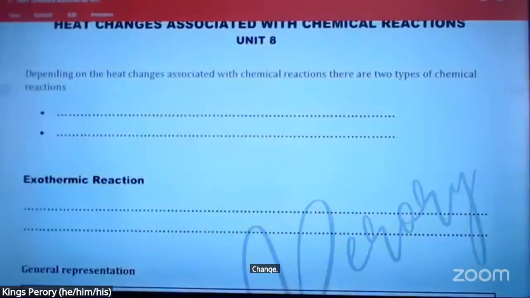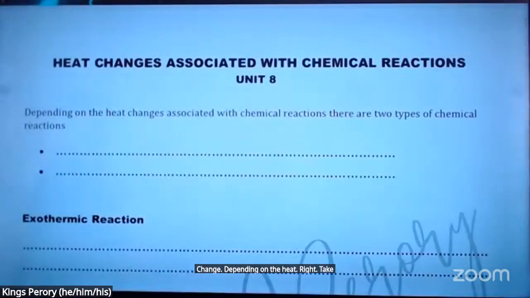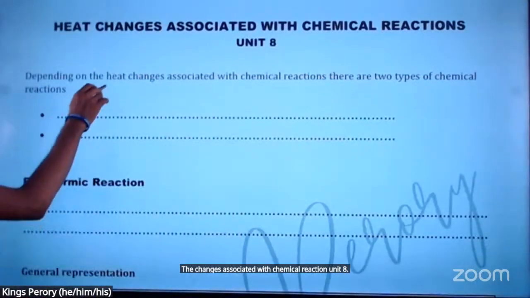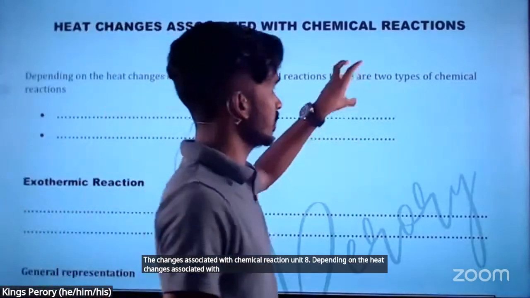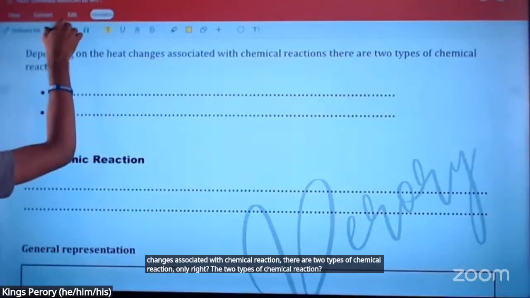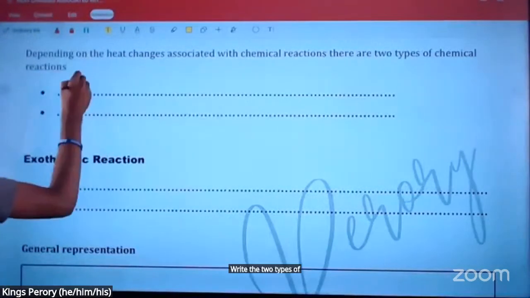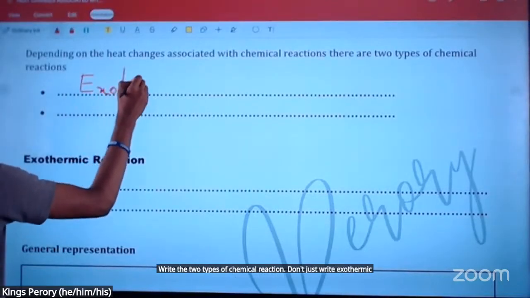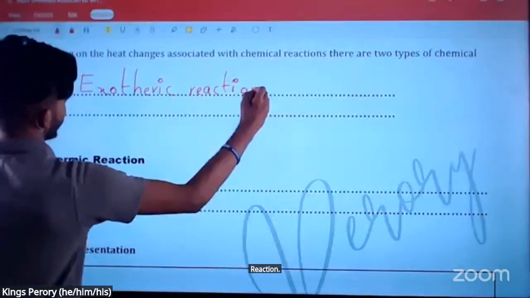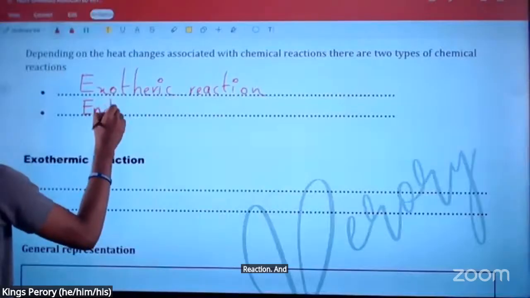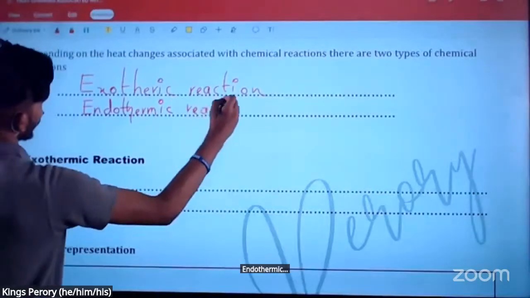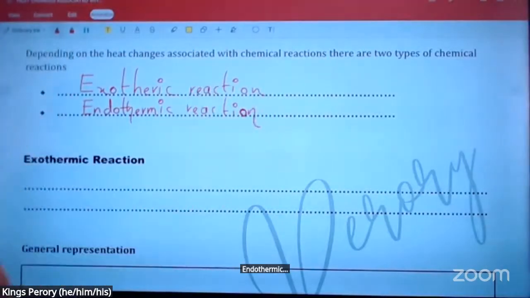Depending on the heat change. Right. Take the tute now. Heat changes associated with chemical reaction, unit 8. Depending on the heat changes associated with chemical reactions, there are two types of chemical reaction. Write the two types of chemical reaction. Don't just write exothermic and keep it. Write it fully: exothermic reaction and endothermic reaction. Write the two types.